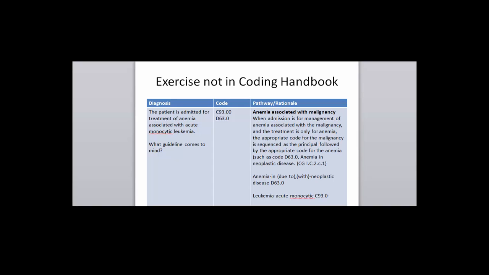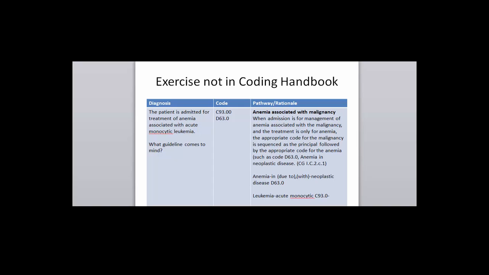In, which can also mean due to or with, neoplastic disease. Remember that terms in parentheses are non-essential modifiers. It wouldn't have to say that, but it might say that. Then your acute monocytic leukemia. In the alphabetical index, leukemia is your main term, with subterm acute monocytic, and that takes you to C93.0.